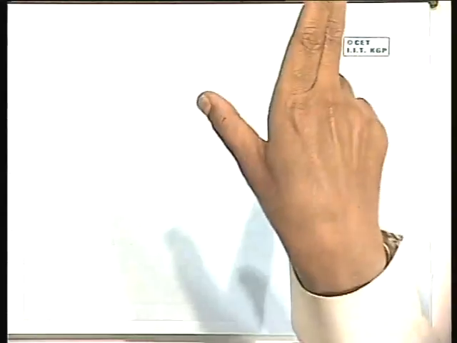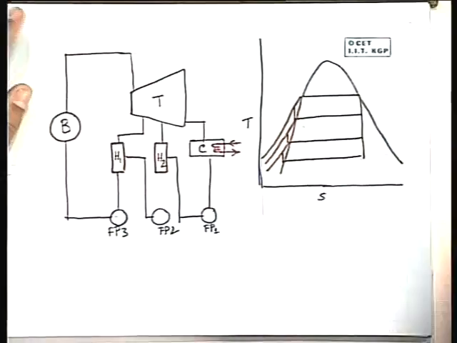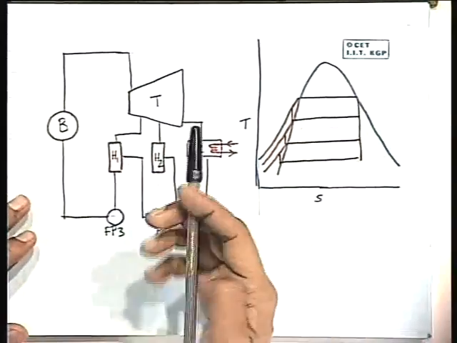Feed means the feed water, and regenerative means we use the heat from the system itself to heat one part of the system and to heat the other part of the system. That is the definition of regeneration. So, now we come to this heater. So, the diagram is like that.